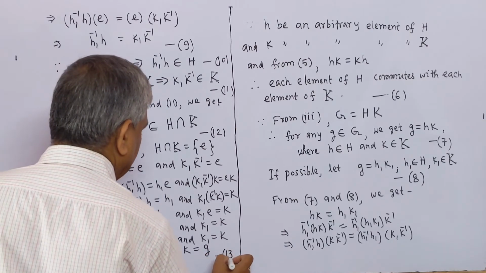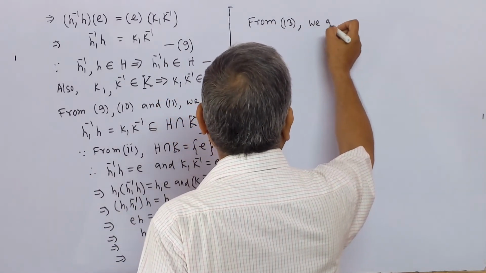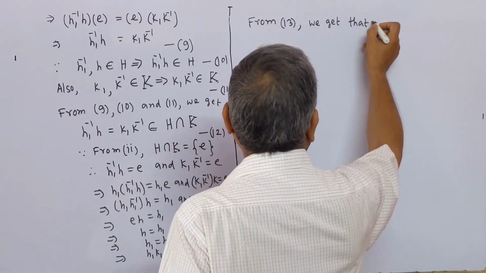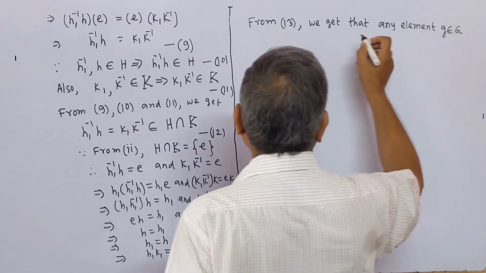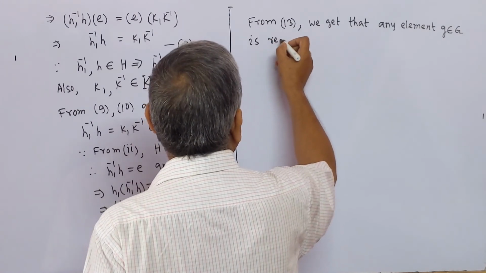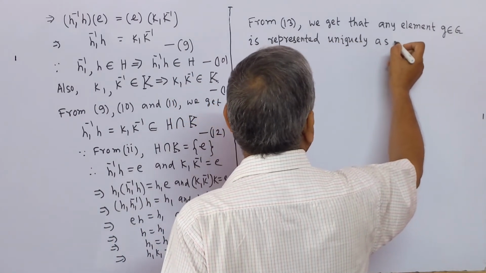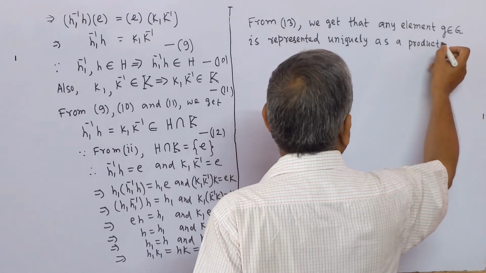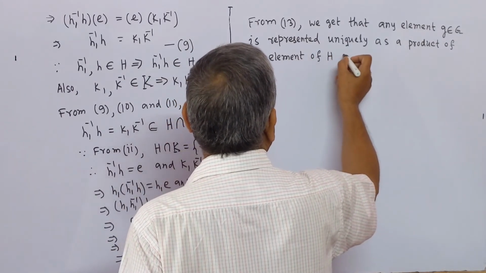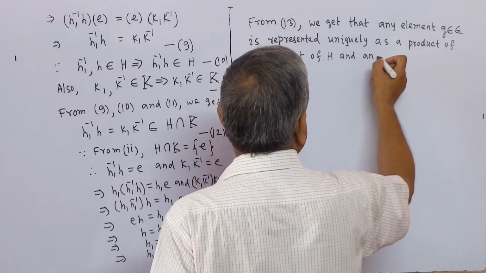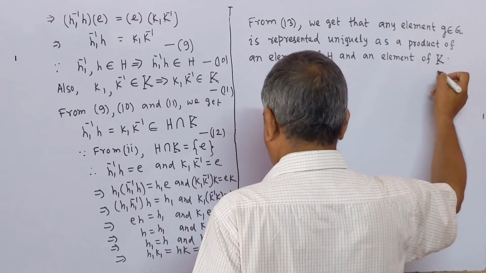This is number 13. From 13 we get that any element small g belonging to group G is represented uniquely as a product of an element of subgroup H and an element of subgroup K. This is number 14.